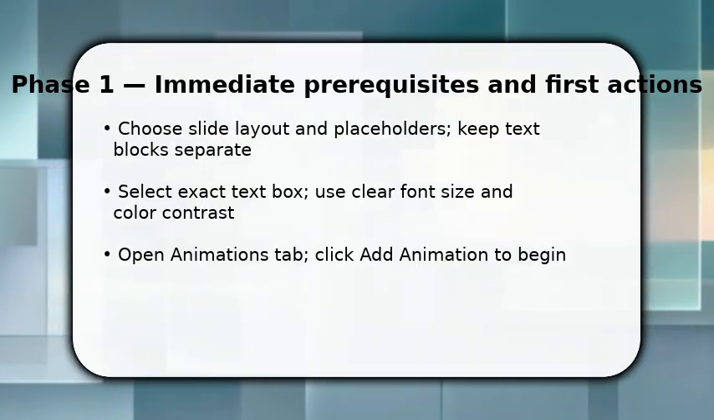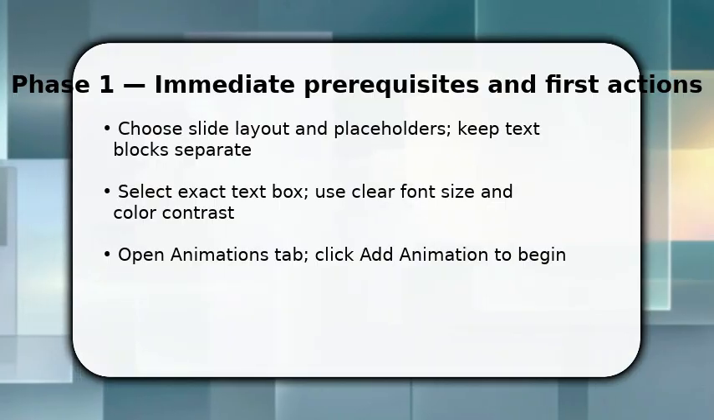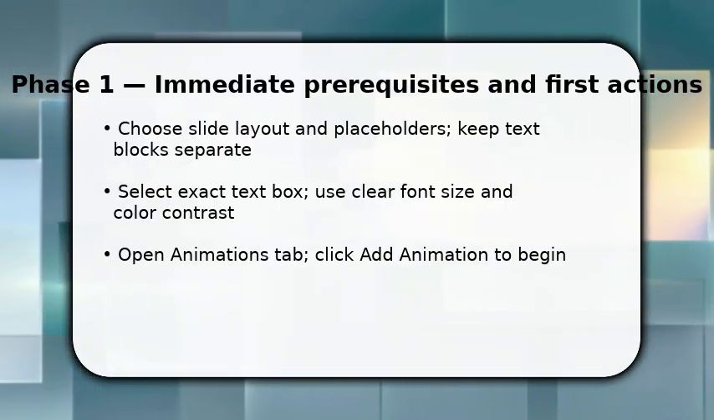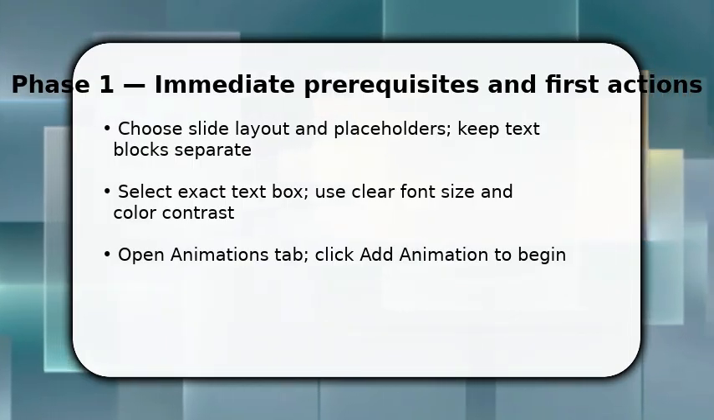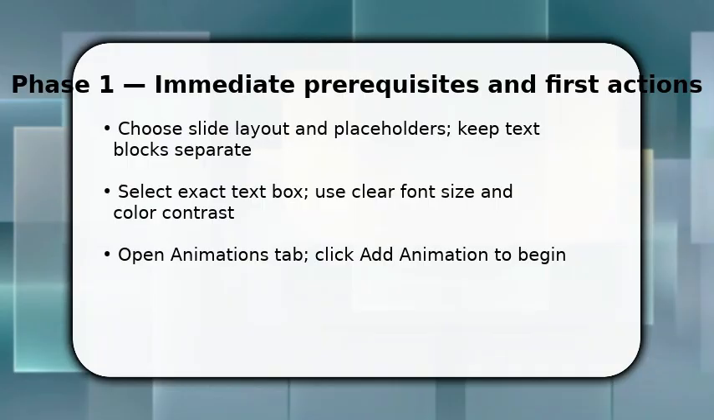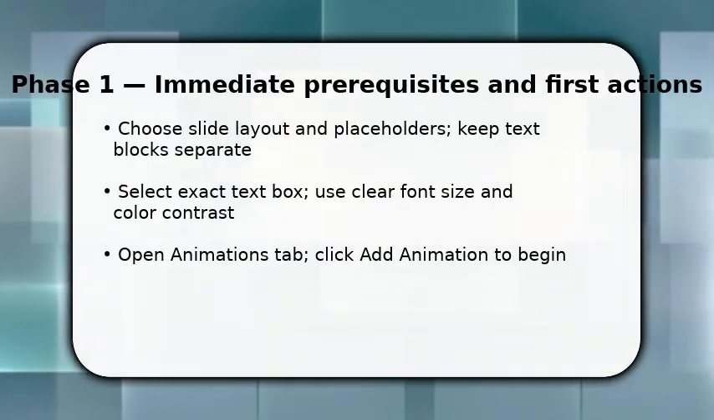Next, open the Animations tab and click Add Animation. Do not choose a preset yet. Pick one type like Entrance. Make sure to keep phrasing concise so motion feels deliberate, and remember, animation targets selection, not the slide background.